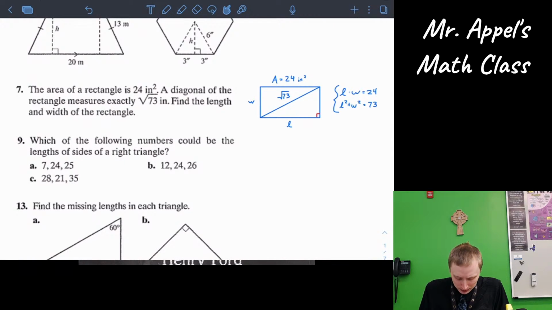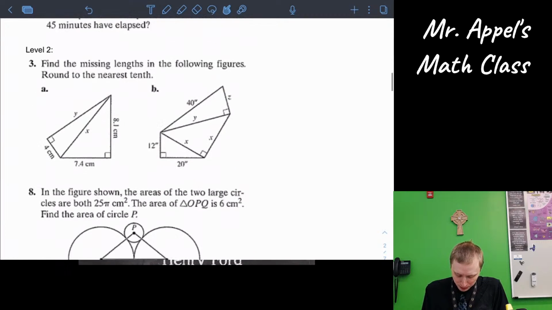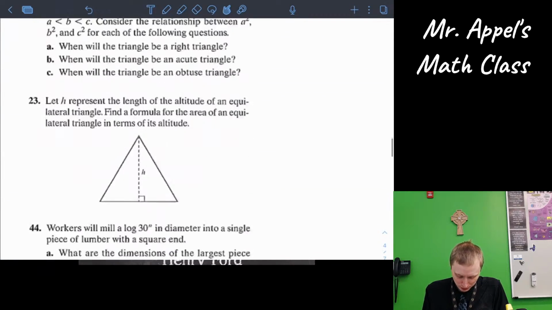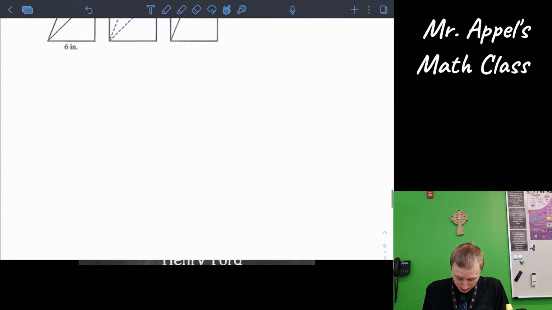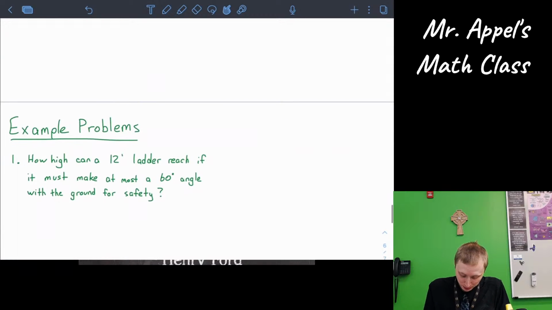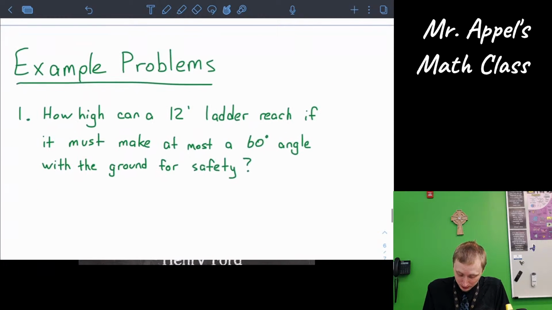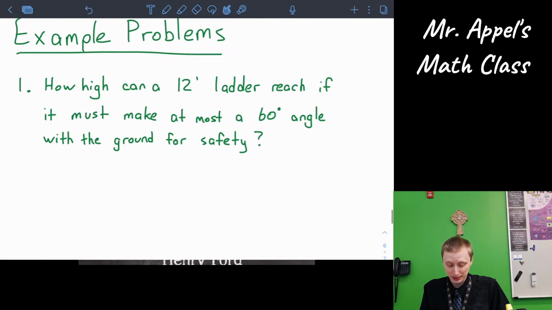Okay. All right, then the two examples I have prepared for you today are very similar to a couple of problems in the problem set. So they will serve as good practice for you. Number one. How high can a 12-foot ladder reach if it must make at most a 60-degree angle with the ground for safety?